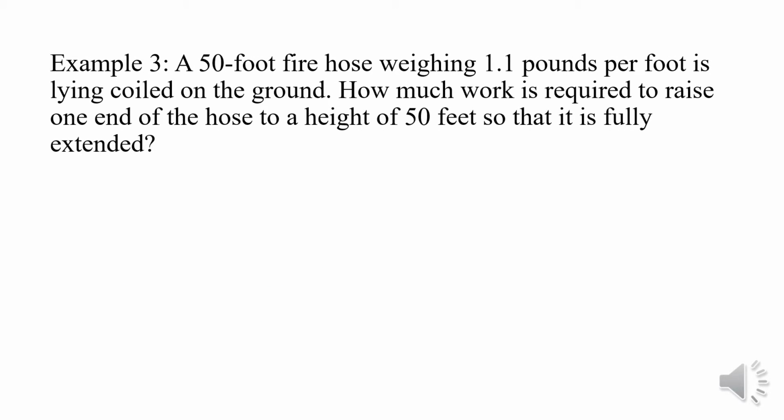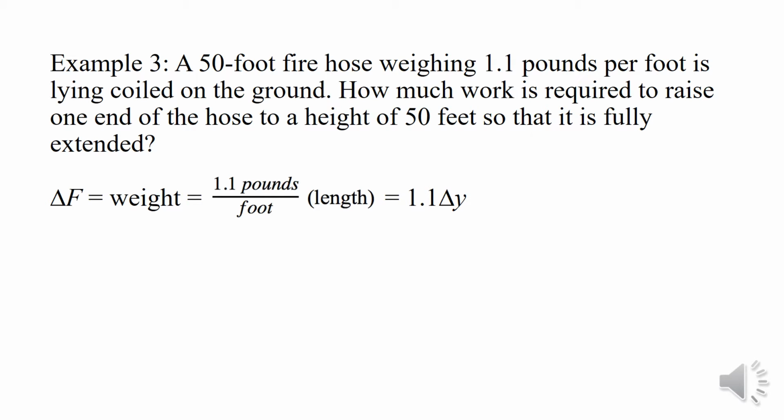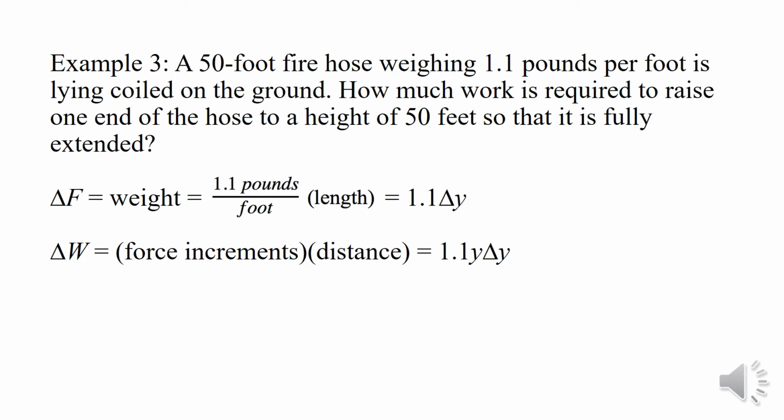Example 3 says: a 50-foot fire hose weighing 1.1 pounds per foot is lying coiled on the ground. How much work is required to raise one end of the hose to a height of 50 feet so that it fully extends? Again, we know that the force equals weight, which is 1.1 pounds per foot times length. So we get 1.1 delta y. The work equals the force increments times distance, which is 1.1 y delta y.